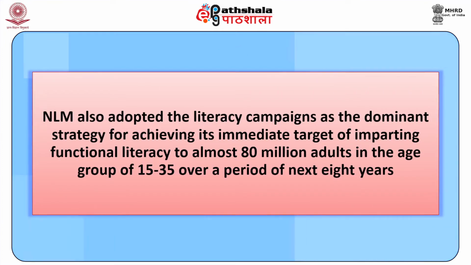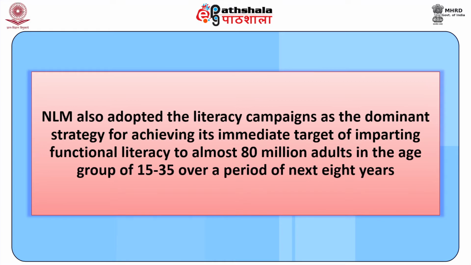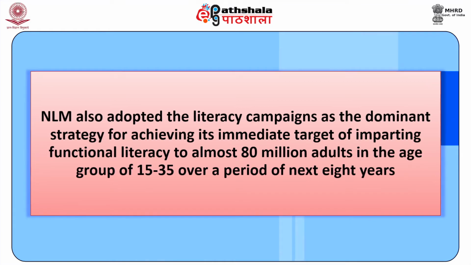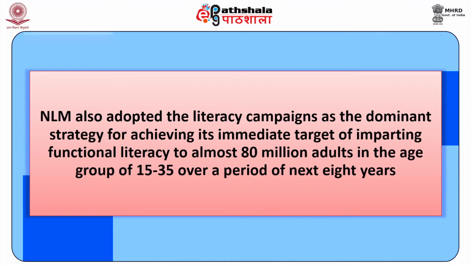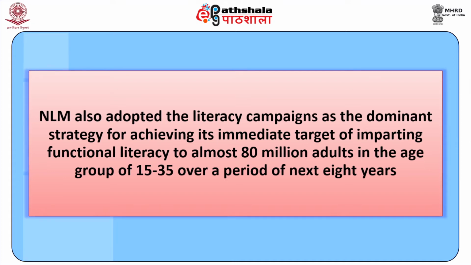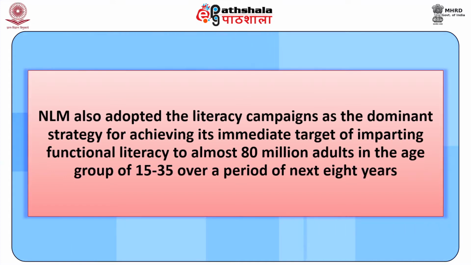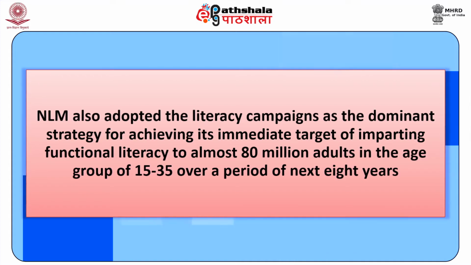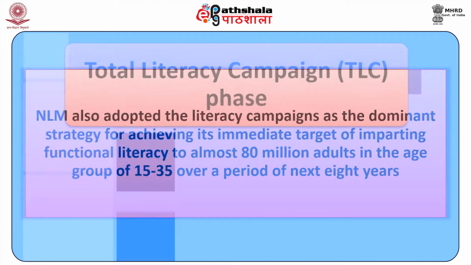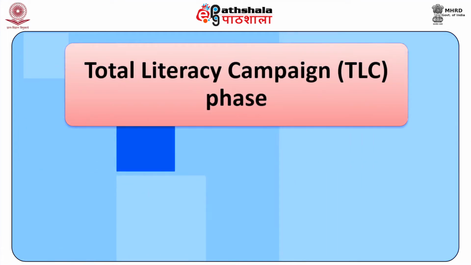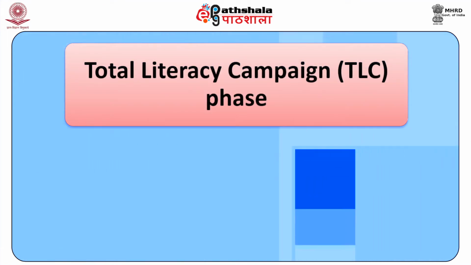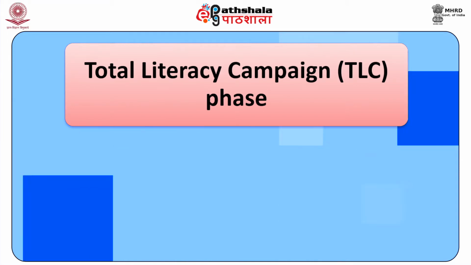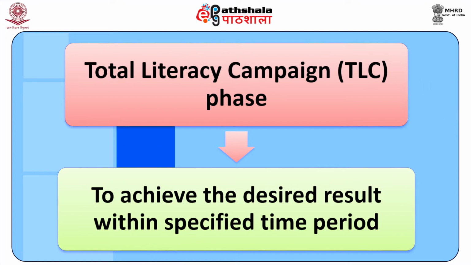NLM also adopted the literacy campaigns as the dominant strategy for achieving its immediate target of imparting functional literacy to around 80 million adults in the age group of 15 to 35 years over a period of the next 8 years. The IPCL method of teaching was adopted during the Total Literacy Campaign, famously called the TLC phase, to achieve the desired result within the specified time period.